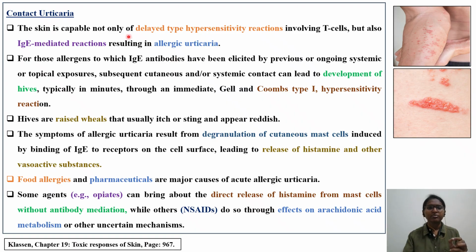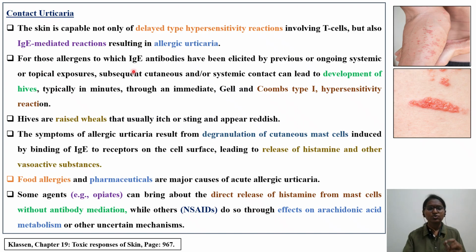The skin is capable of two types of reaction: the delayed type of hypersensitivity reaction, which involves T cells, and the IgE mediated type of reaction, which causes allergic contact urticaria. So we have type 1, 2, 3, 4. Type 1 is the one which is IgE mediated, that you have to remember. When it comes to hypersensitivity reactions, remember which are immediate, which are T cell mediated, and which cause cytotoxicity. These are questions the examiner will definitely ask.